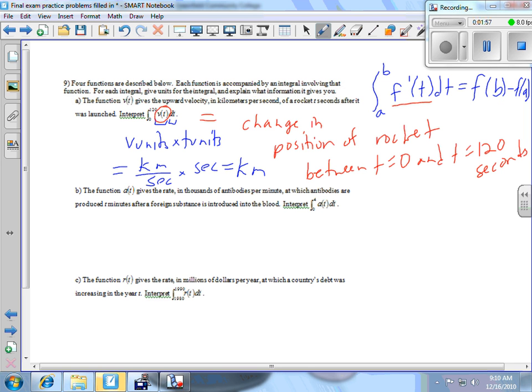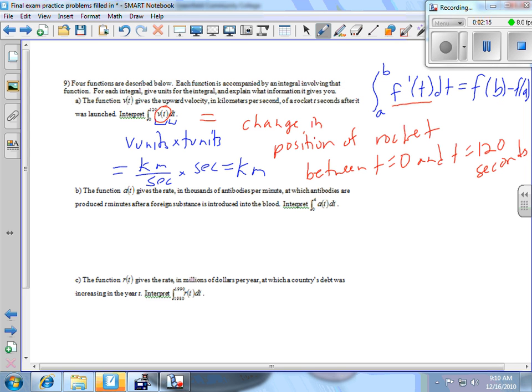Alternatively, you could probably get away with saying that integral represents the distance the rocket travels during the first 2 minutes. I guess technically the integral is the displacement of the rocket, just in case the rocket goes backwards. It's not going to give the distance, it will give the displacement.